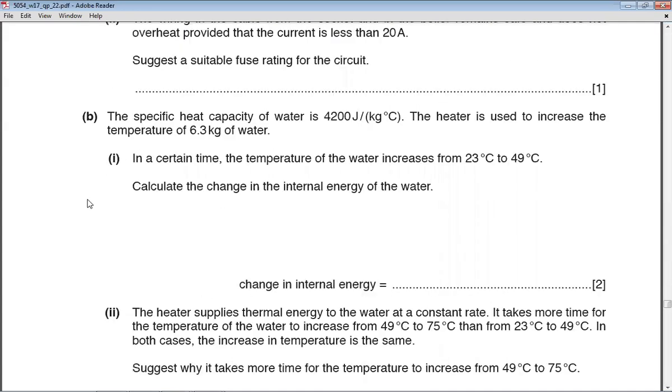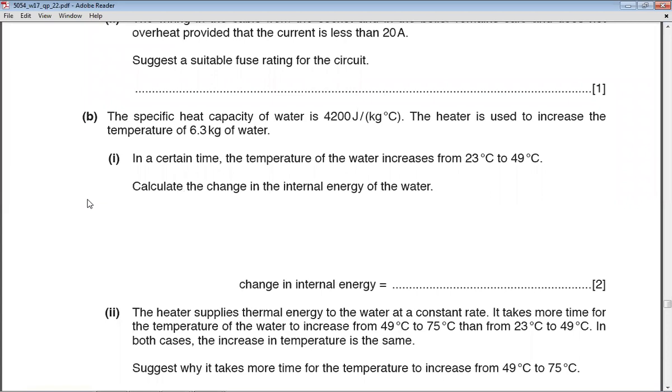Now the B part, question number 10B. The specific heat capacity of the water is 4200 joules per kg per degree centigrade. The heater is used to increase the temperature of 6.3 kg of water. In a certain time, the temperature of the water increases from 23 degree to 49 degree. Calculate the change in the internal energy of the water.